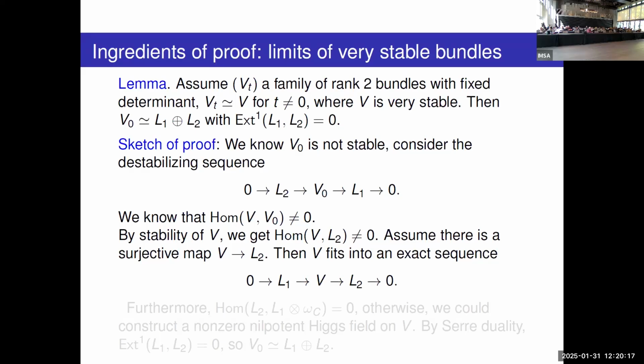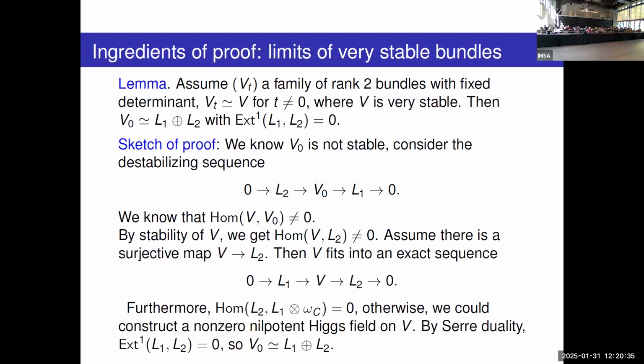So supposing that the map from V to L2 is surjective, you get a sequence for V with the same line bundles, because the determinant is fixed, but in the opposite direction. And now you can see that this implies that there is no map from L2 to L1 twisted by the canonical bundle. Otherwise, you could construct a nilpotent Higgs field on V as follows. You start with V, project to L2, then go from L2 to L1 tensor omega by a non-zero map, and then embed back into V tensor omega, and this would be a nilpotent Higgs field. Because we assume that V is very stable, there is no such field, so therefore Hom from L2 to L1 twisted by omega_C is 0, and by Serre duality, this means that there is no Ext^1 from L1 to L2, so therefore the extension splits.